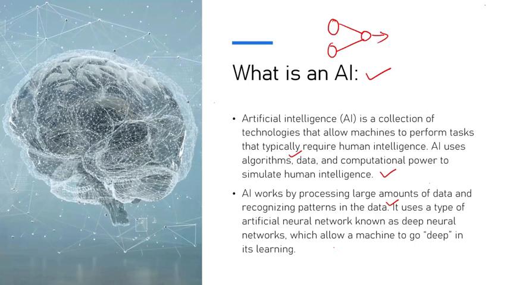So we know what AI is. AI is a collection of technologies that allows machines to perform tasks that typically require human intelligence. AI uses algorithms, data, and computational power to simulate human intelligence. AI works by processing large amounts of data and recognizing patterns in the data. It uses a type of artificial neural network. Just like human beings have neurons in our brain, there is a mathematical neuron that is used to create AI.